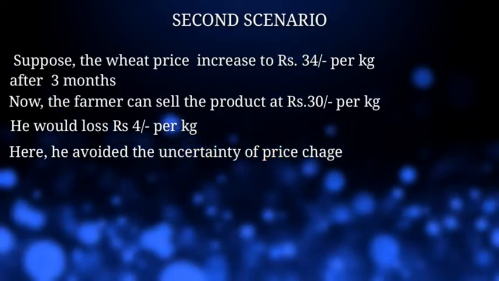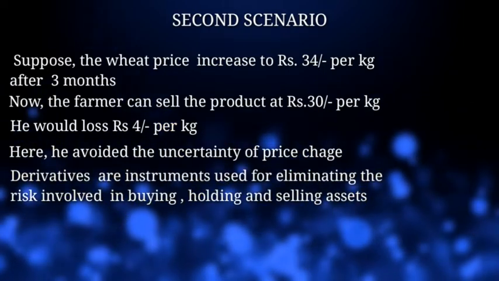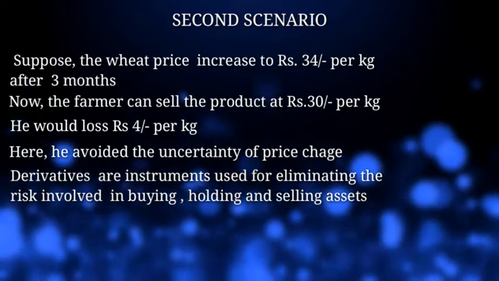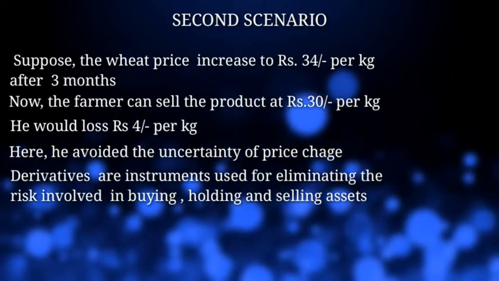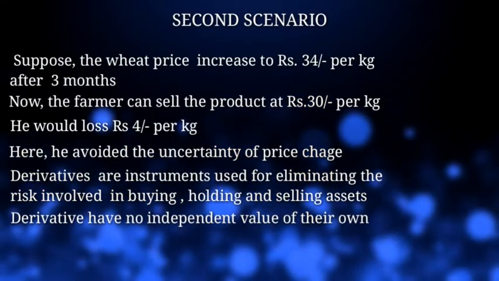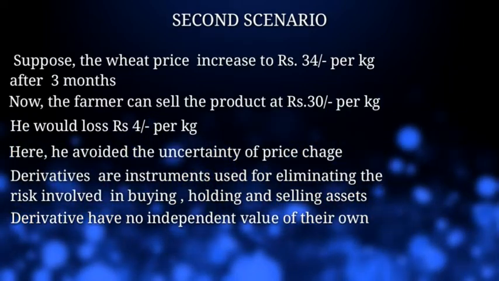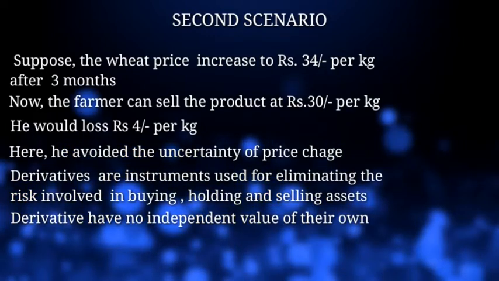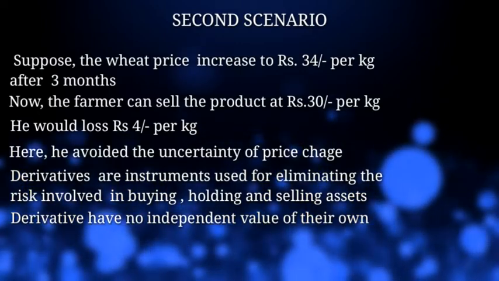Okay. Thus, derivatives are basically instruments used for eliminating the risk involved in buying, holding, and selling assets whose prices fluctuate. Here, the value of wheat derivative will be derived from the current price of wheat. Thus, the derivative derives its value from the performance of something else. That something else is the underlying asset. In the above example, the underlying asset is wheat. Okay, so this implies that derivative have no independent value of their own.